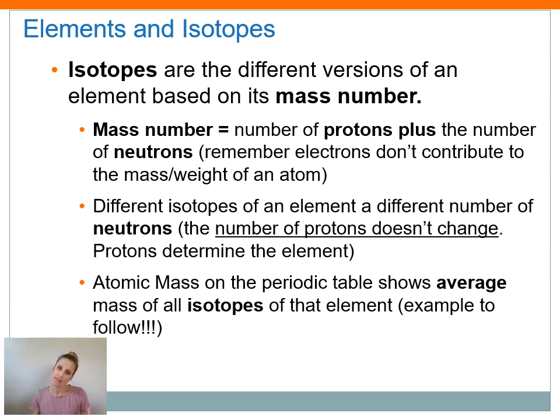Okay, so there are different versions of each element. They have a different mass. The reason their mass is different is because they have a different number of neutrons. We call those different versions isotopes. The atomic mass on the periodic table, remember that's this one down here. I told you guys that that shows the average mass of all isotopes or all versions of an element. Right? That's why it's not a whole number, because every once in a while we'll come upon an atom of that element that weighs either a little bit more or a little bit less than most of the others.